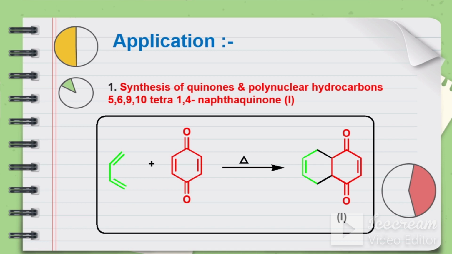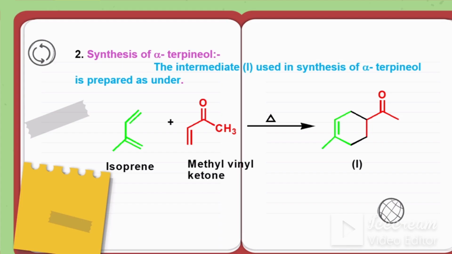Then applications. First, synthesis of quinone. 1,3-butadiene reacts with quinone to form this intermediate, and this intermediate is used for the synthesis of quinone. Second application, synthesis of alpha-terpineol. Isoprene reacts with methyl vinyl ketone to form this intermediate, and this intermediate is used in the synthesis of alpha-terpineol.